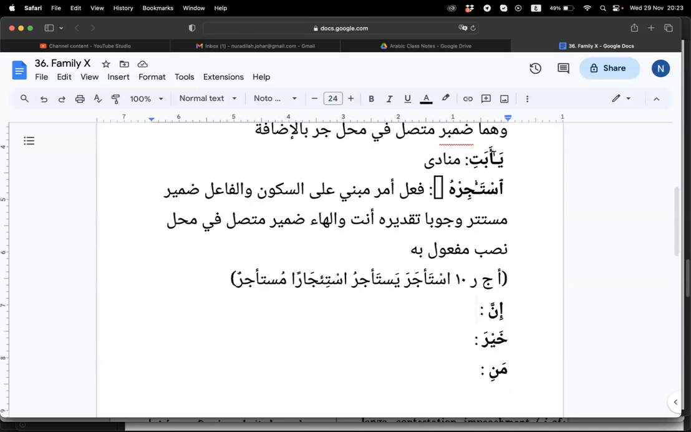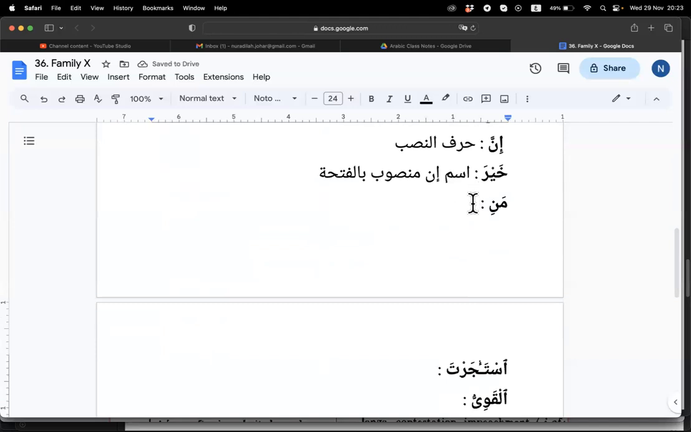Inna is a harf nasb. That will make khaira the ism inna. Very good. So what status? Mansub bil-fathah. Good. Min is a harf jar. Not min, man. Man is an ism mawsul. Very good. Mawsul, what status? Fi mahali rafa'. Why rafa'? Because we are waiting for the khabar.